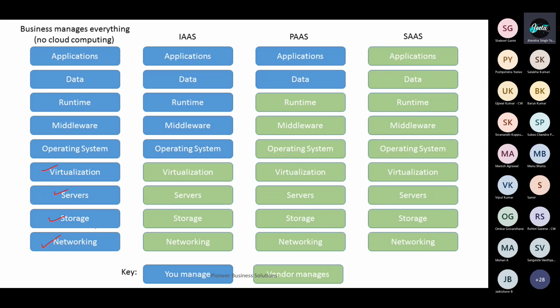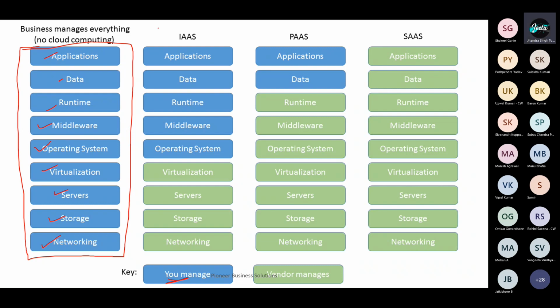Virtualization: you want type 1 or type 2 virtualization. Operating system: it should be Windows or Linux. In Windows, it should be client operating system or server operating system. In server also, which one you want: 2012, 2012 R2, 2016, 2019, 2022. Middleware, runtime, data, and application will be completely managed by you only. You are responsible for managing anything and everything that falls in this particular list in blue color. Okay, so that is what you have to understand.